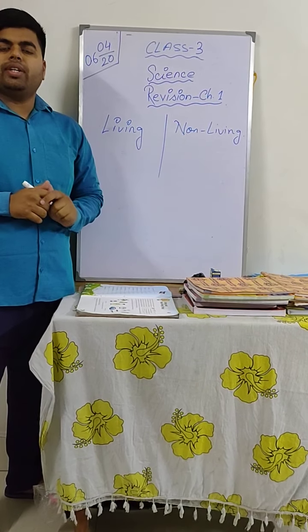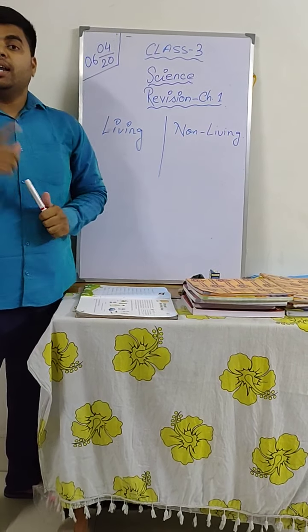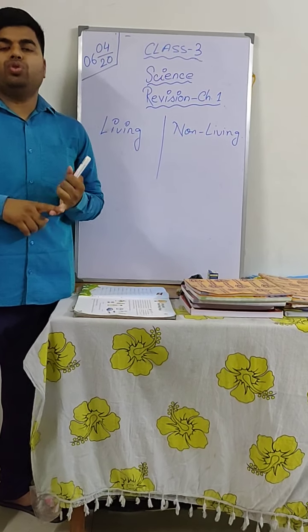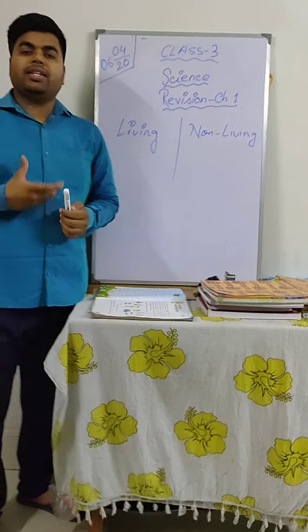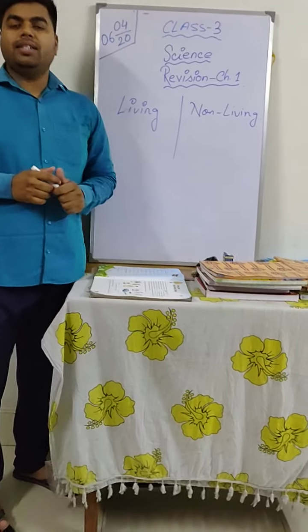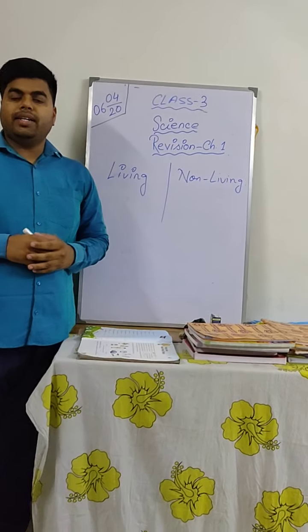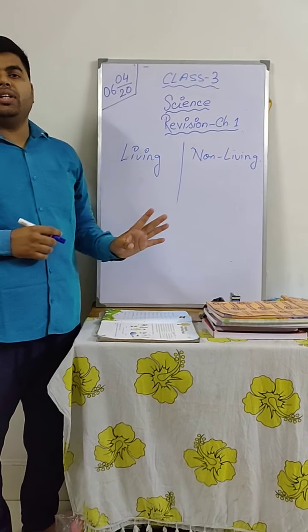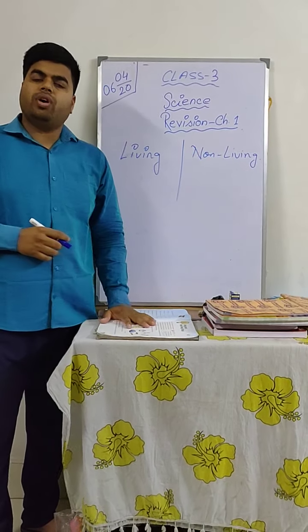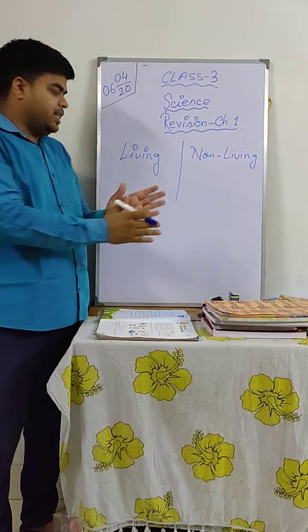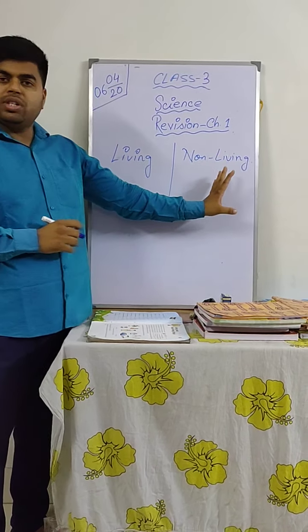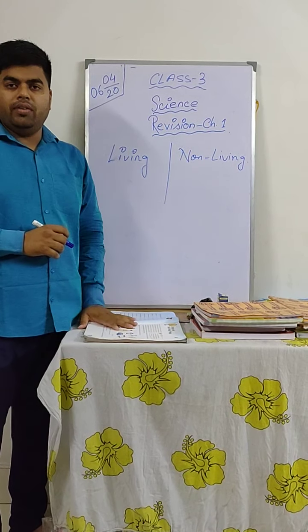And how will you differentiate between living things and non-living things? Living things are those things which have life in them, which need food to grow, which can breathe, which can feel the changes around them, which can excrete, which grow with time. So these are characteristics of living things. And what are the characteristics of non-living things? Whatever characteristics you have in living things, they are just the opposite in character for non-living things.